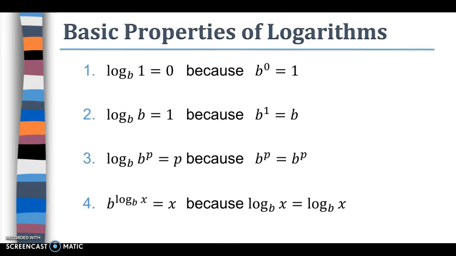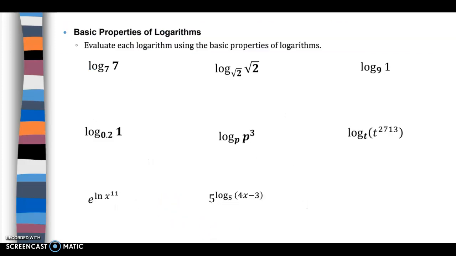And that is first, that log base b of 1 is always going to be equal to 0. Second, that log base b of b is going to be equal to 1. Third, log base b of b to the p is going to equal p. And b raised to the log base b of x is going to equal x. So let's go ahead and talk about our examples.